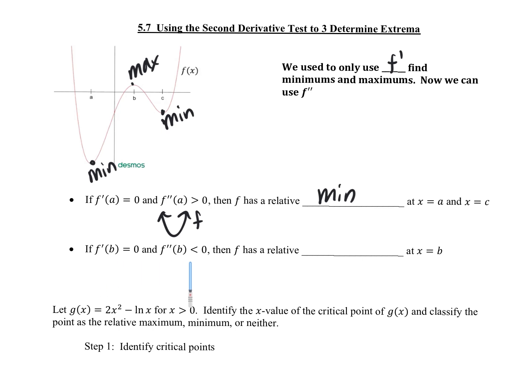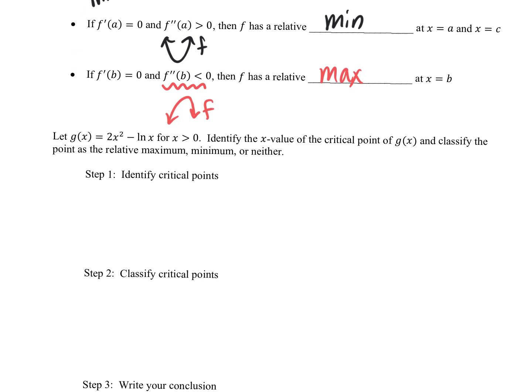What if my f double prime is negative? If you see this, we know my function would look like this. If f double prime is negative and I'm concave down, what do I have there then? We've got to have a maximum. Not too bad of rocket science on this first Tuesday back.